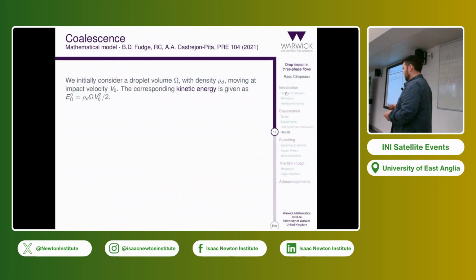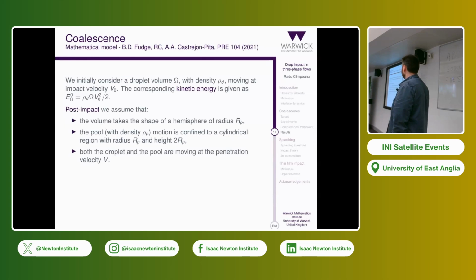Great. How do we model this? So I've mentioned experiments, simulations. We want to do a bit of mathematical modeling as well. And you can take a relatively simple but powerful energetic argument. You can start off from the fact that the droplet comes in with a certain kinetic energy. And if you make a series of assumptions about what happens post-impact, so the region of interest for the drop itself is going to be hemispherical.